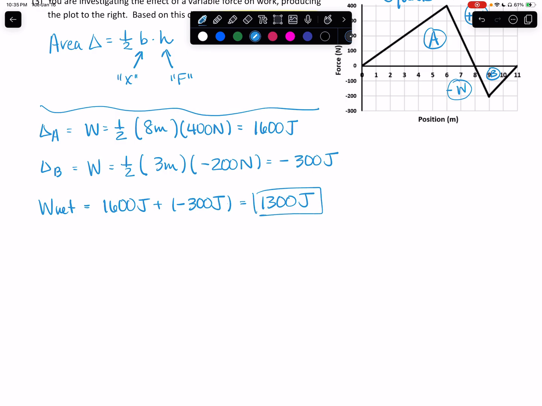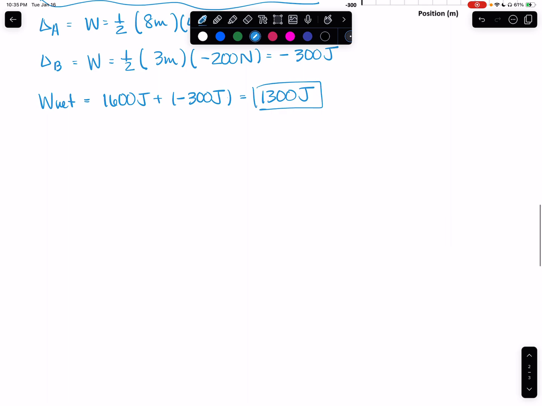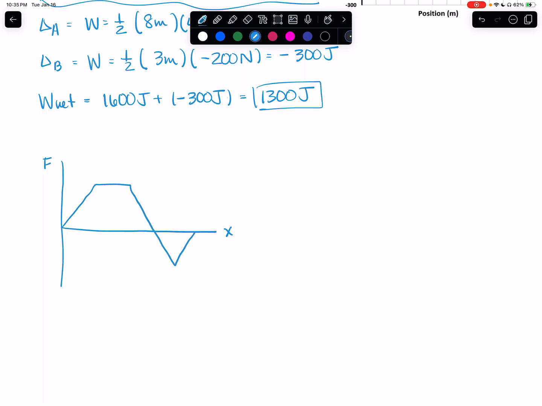All right, so if you're ever given a plot like this and you're asked to find work, the easiest way is to figure out the area under the curve. Now, just as an example, because these have popped up every now and then, let's say that our plot, here's our force, looks something like this. All right, so this time you have to be a little creative. We've got a teeny bit right here of constant force, which is fine.